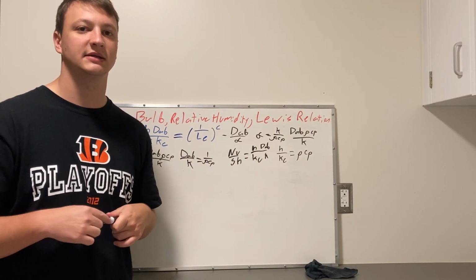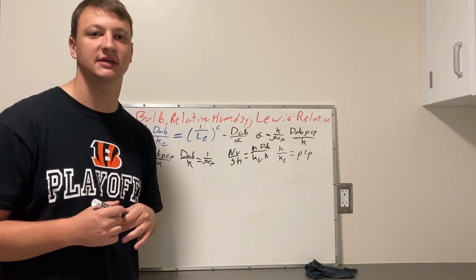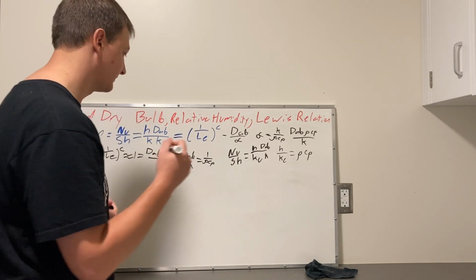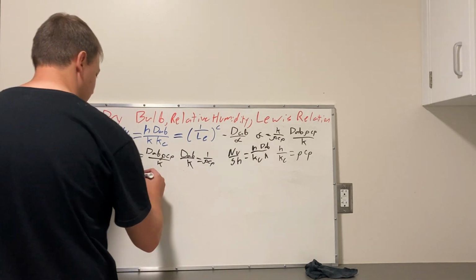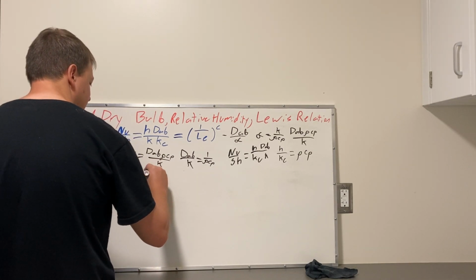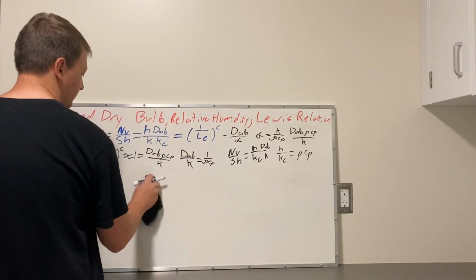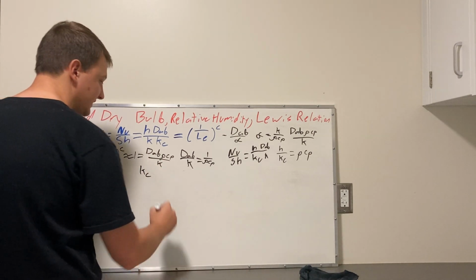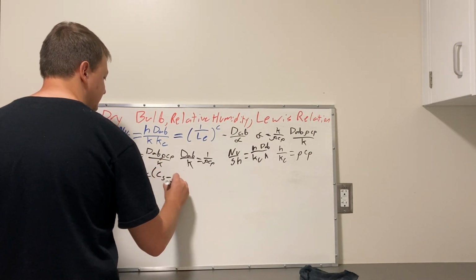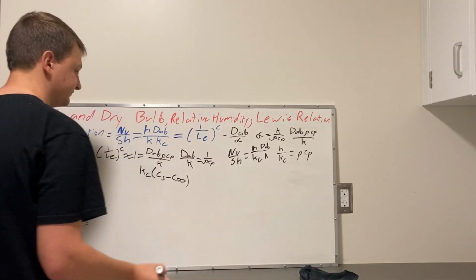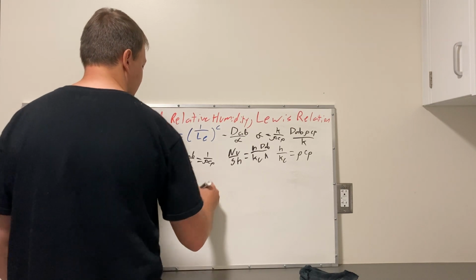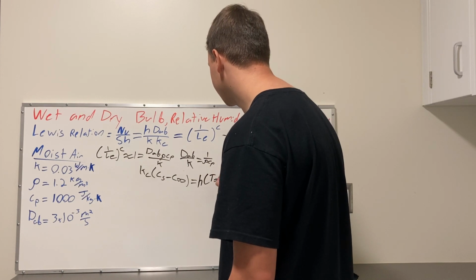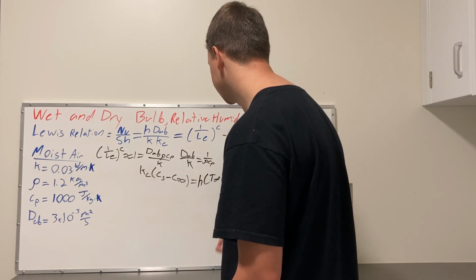Now we're going to look at setting the heat and mass transfers equal to each other so we can figure out the relative humidity from our work. So we have the mass transfer coefficient times the concentration of the surface minus the concentration of the environment. We're going to set that equal to the heat, which is the heat transfer coefficient times the temperature of the environment minus the temperature of the surface.